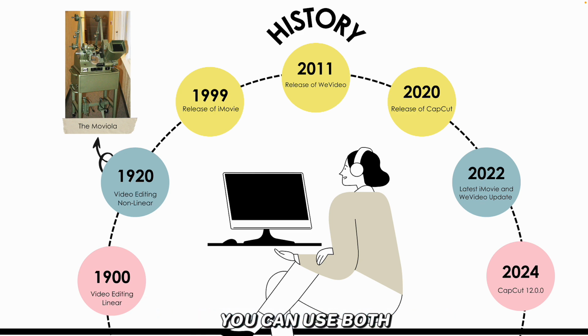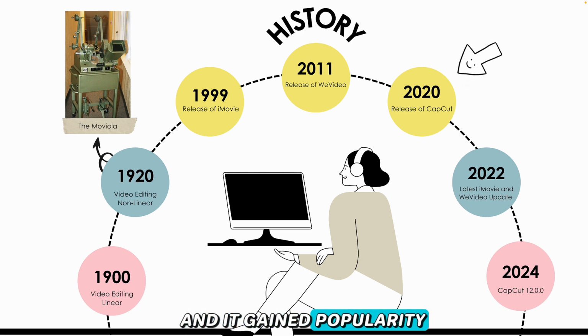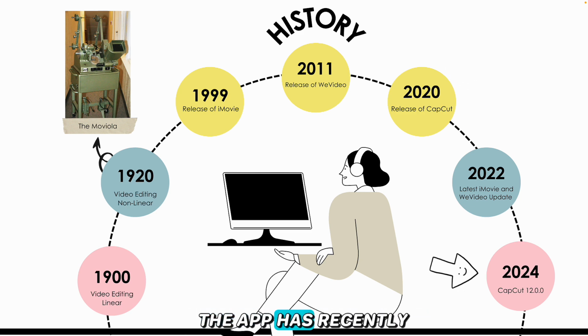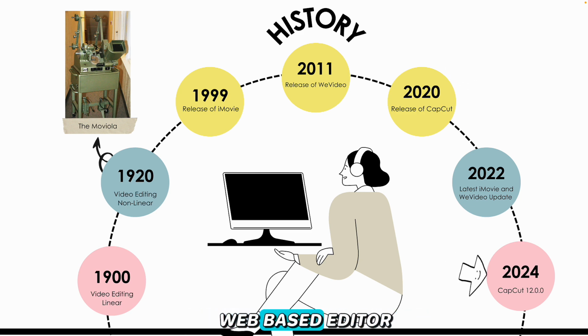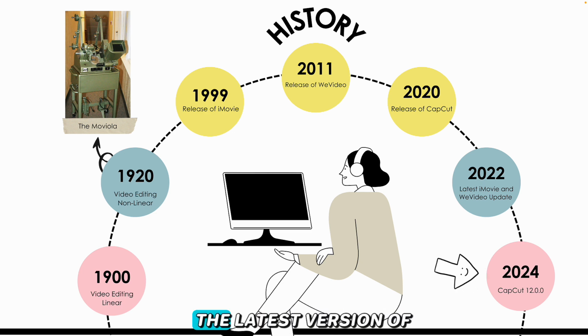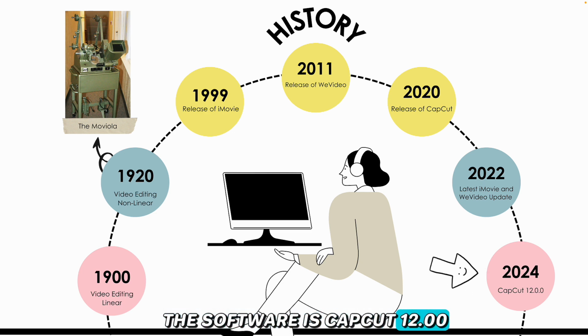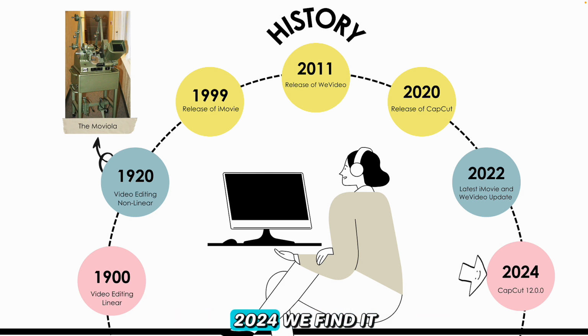WeVideo plans to combine both the classic and new gen version of the software in the month of July, but for right now, you can use both versions separately for free, and in this presentation, we will be talking about the newer update. CapCut was first launched in 2020 as a video editing app, and it gained popularity through TikTok. The app has recently expanded by adding a web based editor and a desktop editor. The latest version of the software is CapCut 12.00, released in June of 2024.